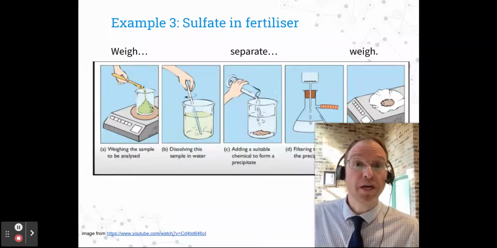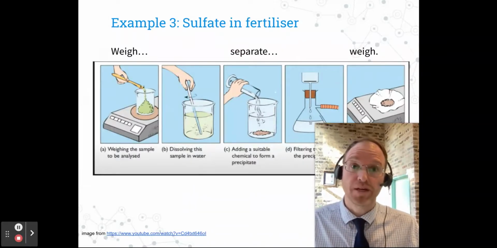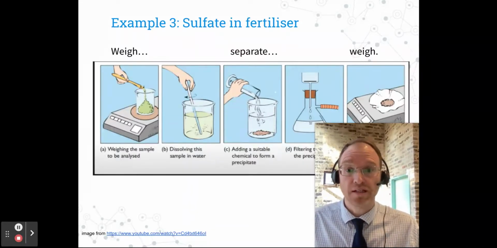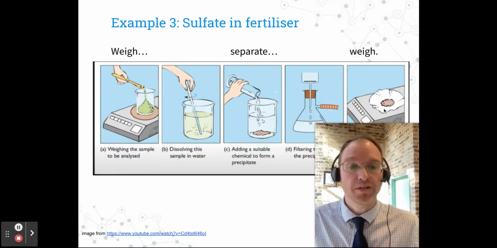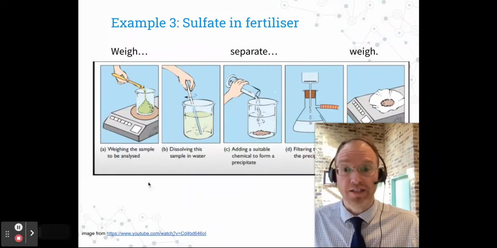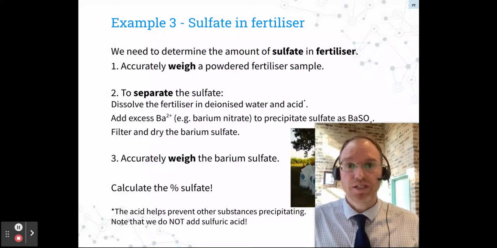Well, you've learned that barium sulfate is insoluble. That was one of our tests for barium. So a typical way this could be done would be to add barium so that barium sulfate forms. Then we can filter that out and weigh the barium sulfate, and we work out how much sulfate is in the fertilizer. This is just the same process, but with a bit more detail.